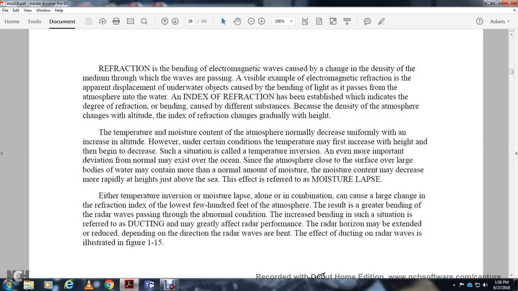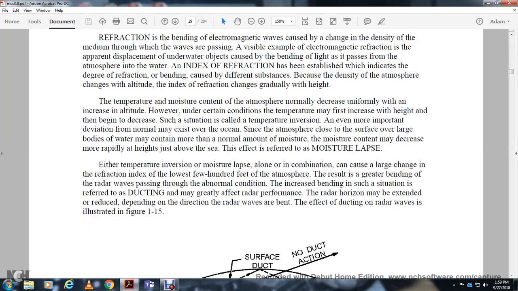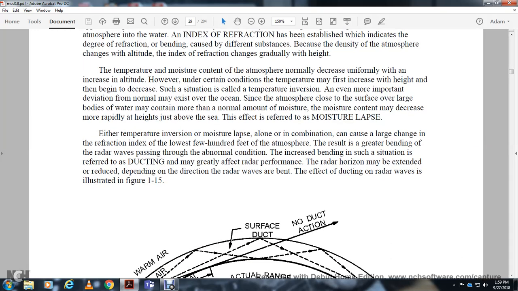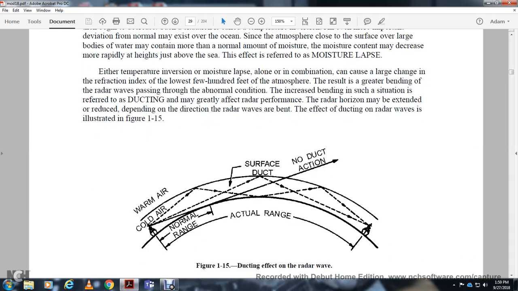This effect is referred to as the moisture lapse. Either temperature inversion or moisture lapse, alone or in combination, can cause a large change in the refraction index for the lowest few hundred feet of the atmosphere. The result is greater bending of the radar waves passing through the abnormal condition. Increased bending in such situations, referred to as ducting, may greatly affect radar performance. The radar horizon may be extended or reduced, depending on the direction in which the radar waves are bent. The effect of ducting on radar waves is illustrated in figure 115: warm and cold air, normal range, surface duct, the actual range, and no duct action.